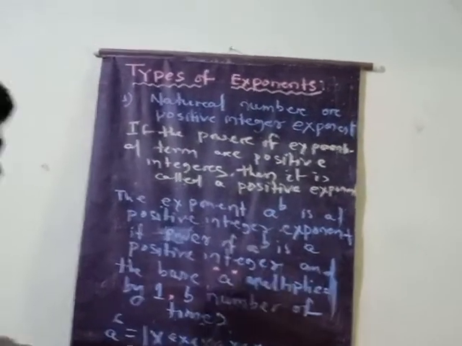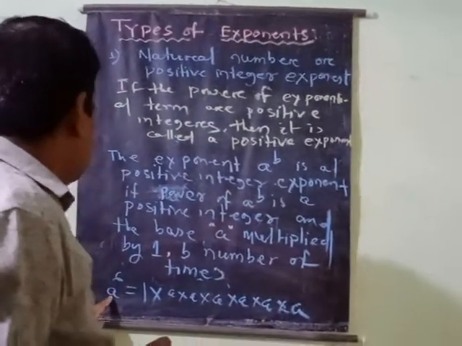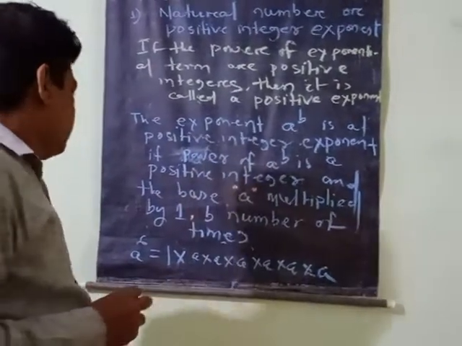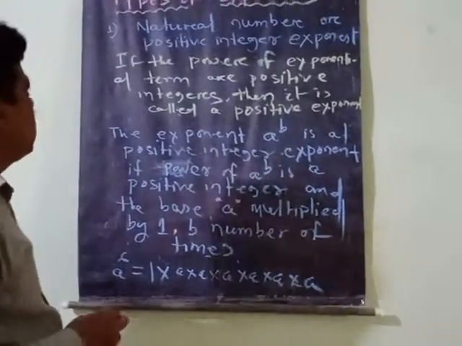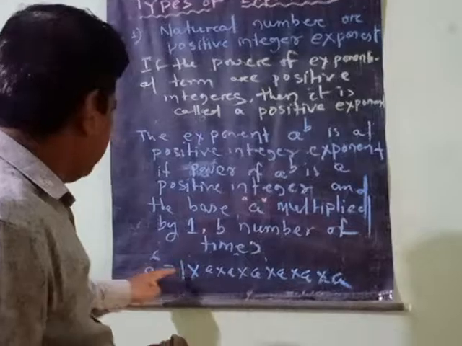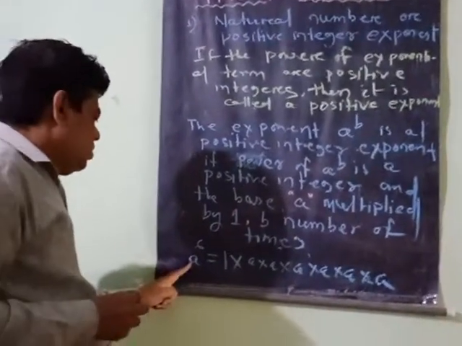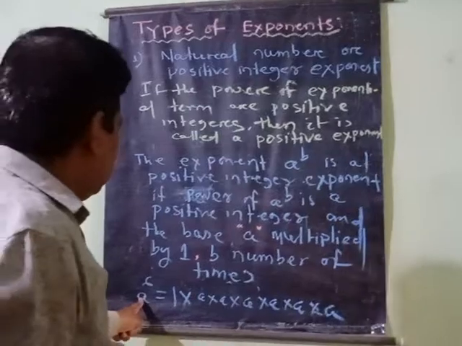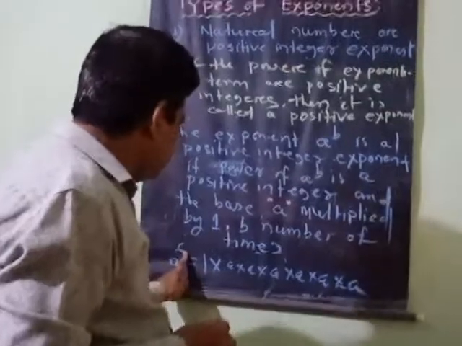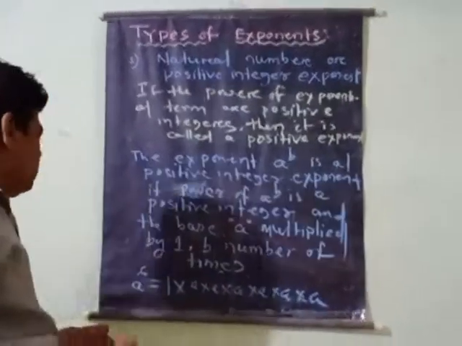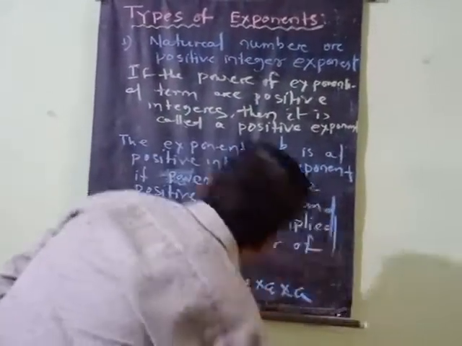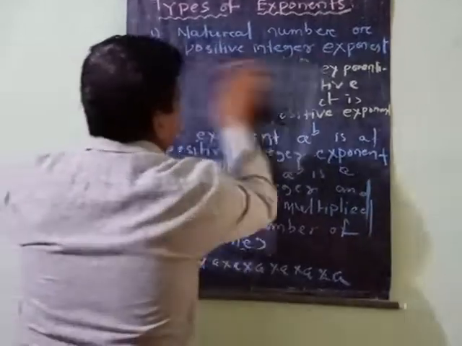Okay. For example, a to the power 6. Here the given base a is multiplied by 1. How many times? What is the power? 6. So 6 number of times we have to multiply. So the resulting exponent will be a to the power 6, and this is the definition. We can define a positive exponent when the base a is multiplied by 1, 6 number of times according to the power. Then we shall get the exponent a to the power 6, which is a positive exponent. Okay.